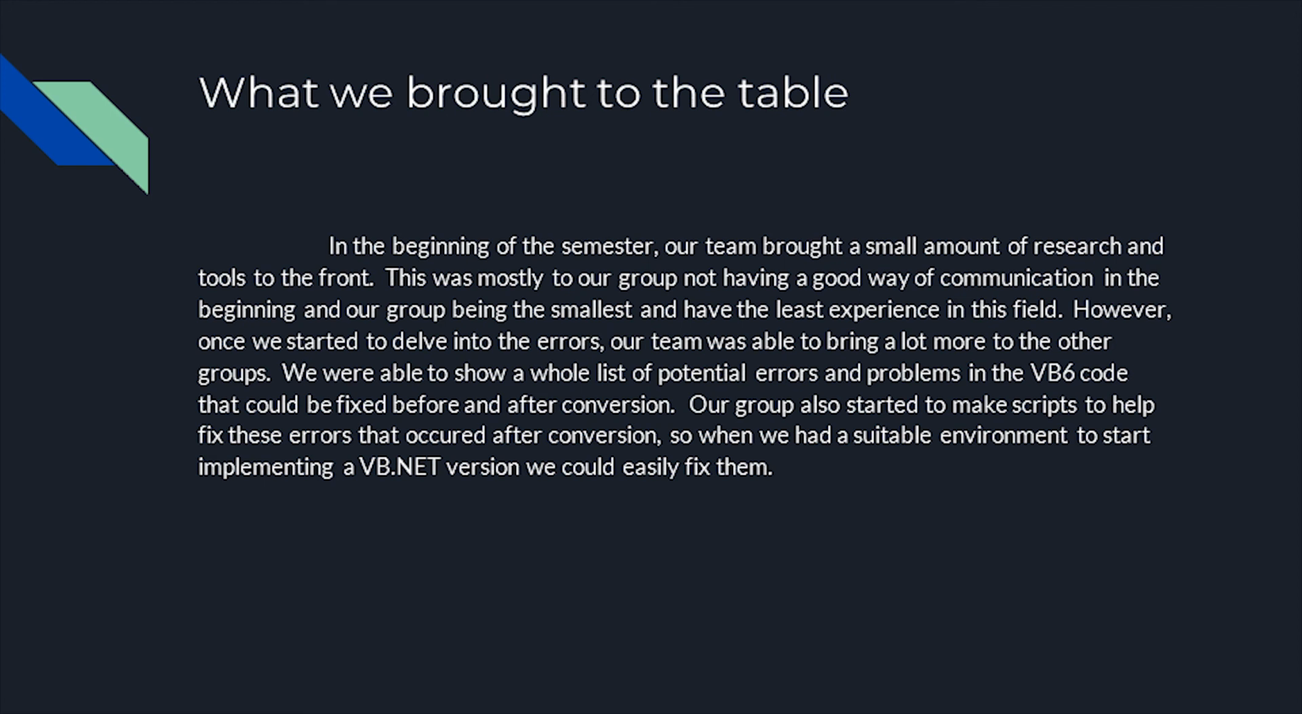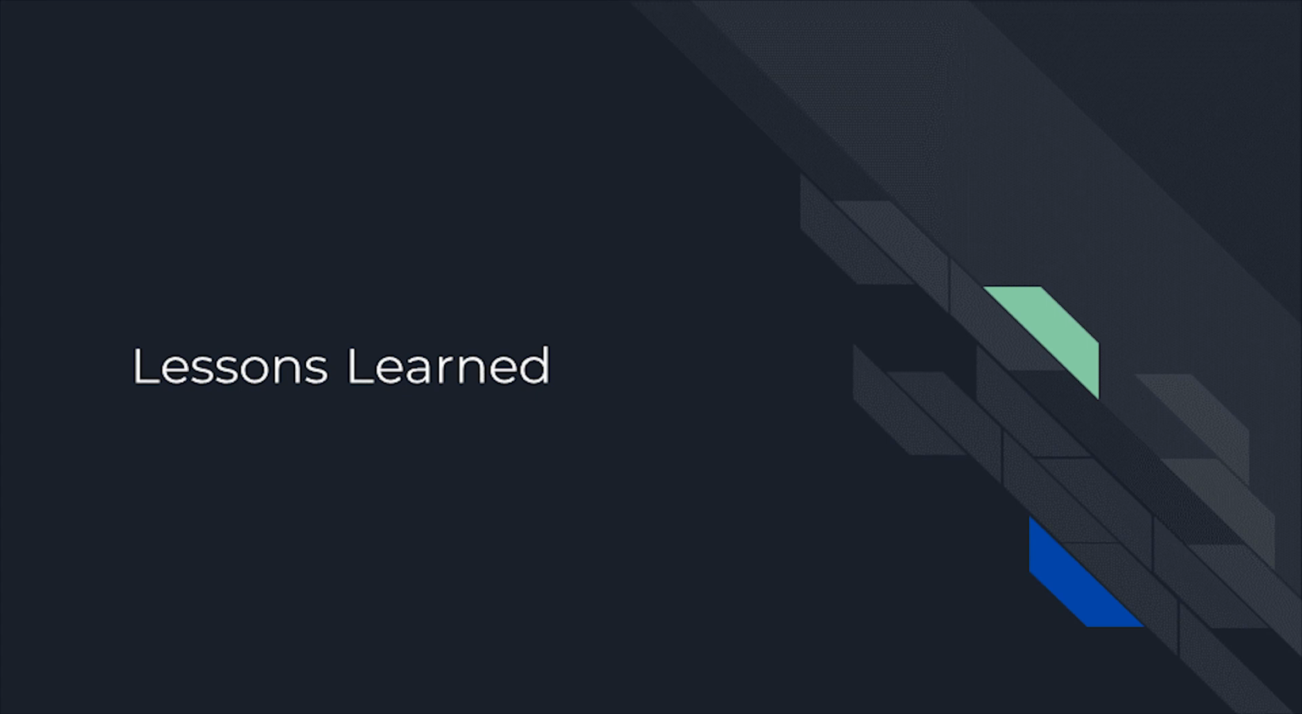Our group was also able to make scripts to help fix these errors, like the one Liam showed in the previous slides that fixed the array issues. We are continuing to work on these to help implement and fix these problems in the VB.NET conversion. Along the way, we've learned a lot about VB6 and VB.NET, but we've also learned a lot about what it's like to work on a project.